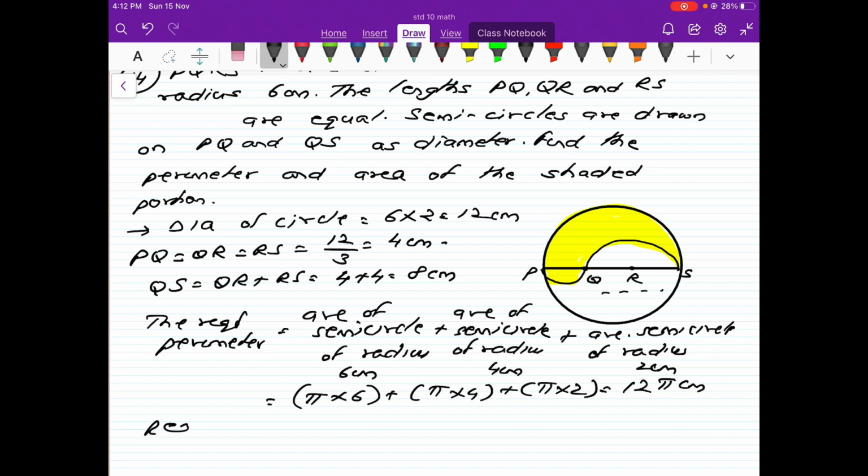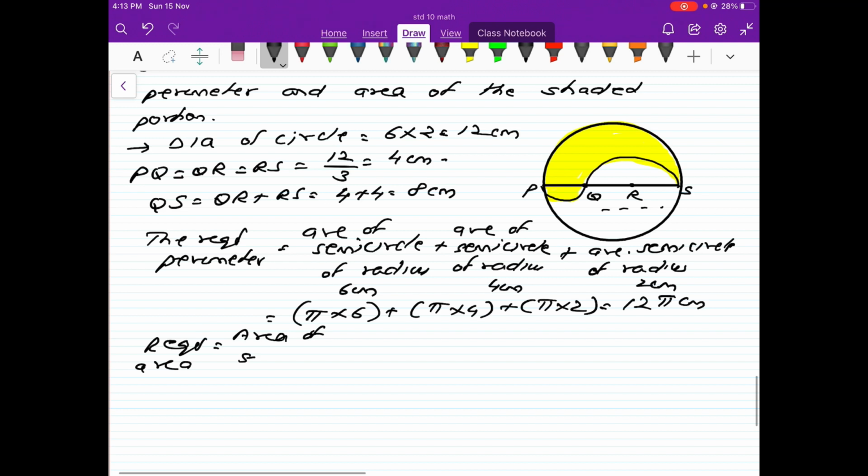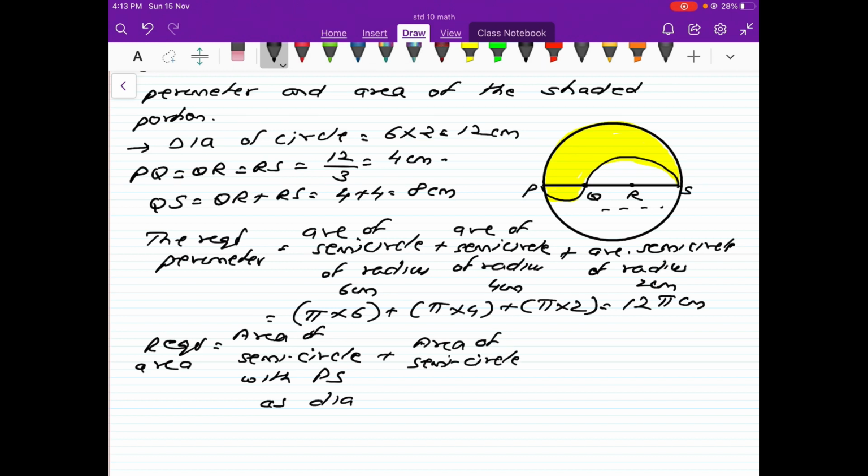Now we want the required area. So the required area is the area of the semicircle with PS as diameter, plus the area of the semicircle with PQ as diameter, minus the area of the semicircle with QS as diameter.